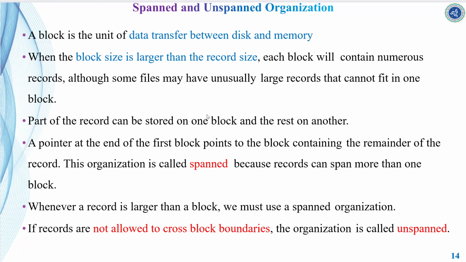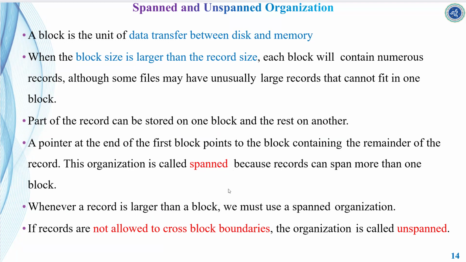So we have two different organizations. The first one is spanned. That is, if a record, say record one, cannot be stored in one single block, it can be split into two. The first part can be stored in one block, and the rest in the second one. And there will be a pointer at the end of this first block to point to the block containing the remaining part of the record. This organization is called spanned organization.